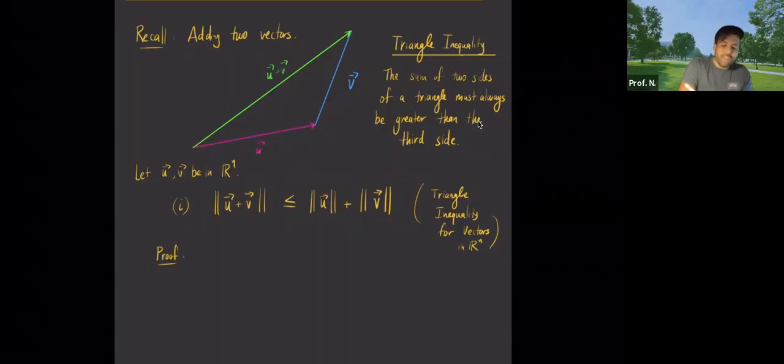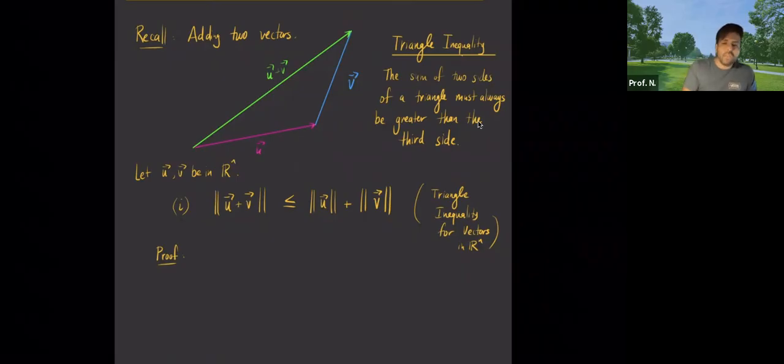Now, how do I prove this in Rn space, not just in two-dimensional space? This is already covered in triangle inequality. We just apply the triangle inequality, it's always true. But how are we so certain that this triangle inequality also holds in n-dimensional space? That's why the proof is necessary. So all we have is that u and v are in Rn.